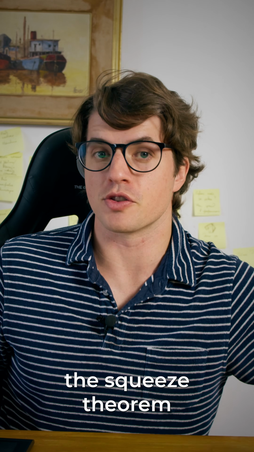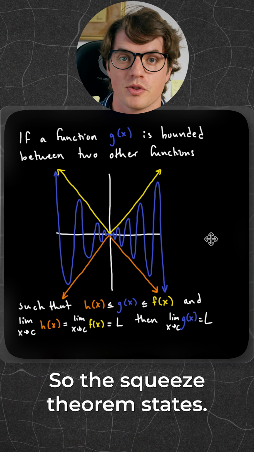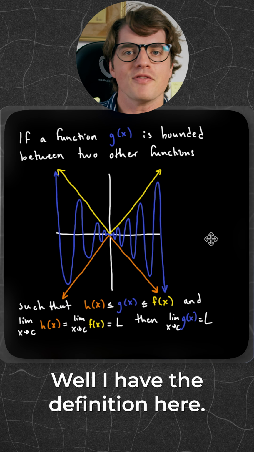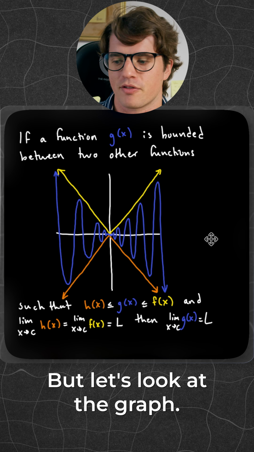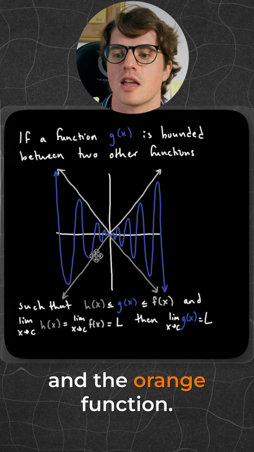Are you struggling to understand the squeeze theorem or just haven't done it yet? Well, today, let's take a look. So, the squeeze theorem states, well, I have the definition here, but let's look at the graph. So we have three functions. We have the yellow function, the blue function, and the orange function.